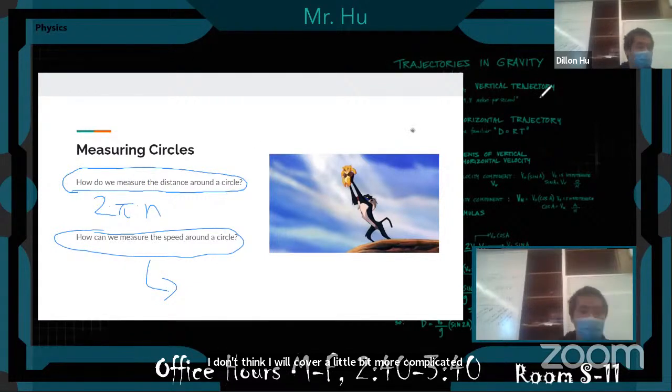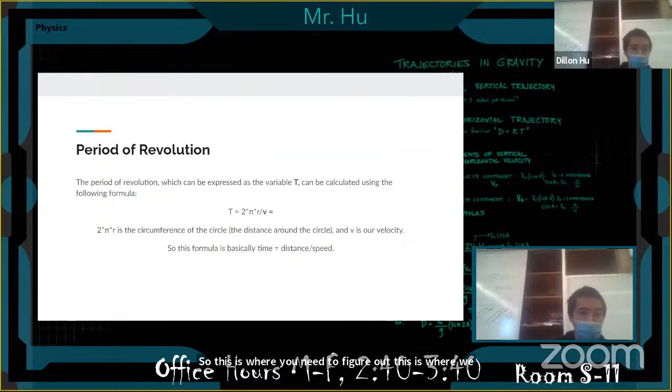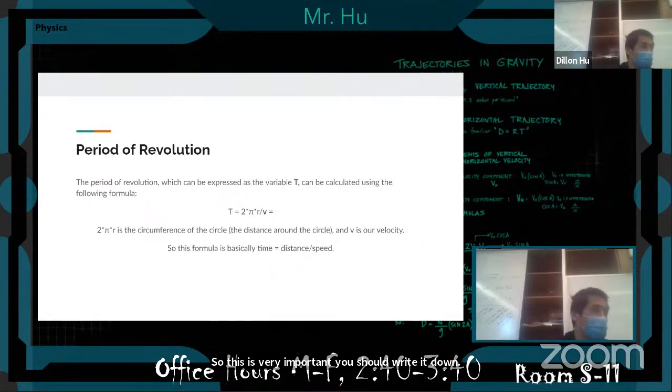Because now that we know the distance around a circle, we can use that to figure out how long it takes for me to go around said circle. This is where we start doing some math. So this is very important. You should write it down.